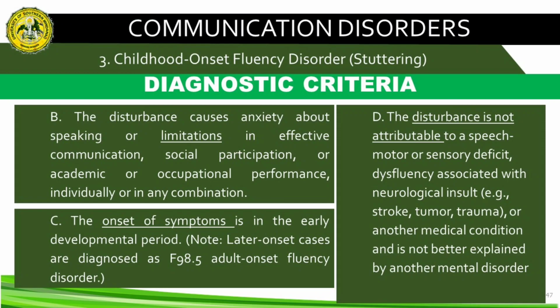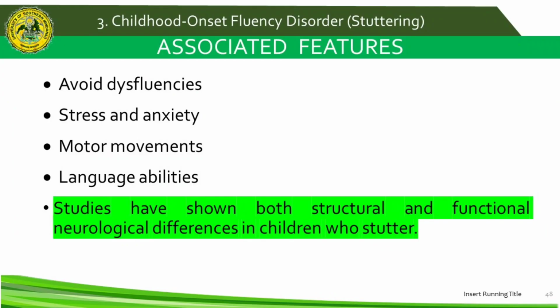For criterion D, the disturbance is not attributable to a speech motor or sensory deficit, or to a neurological insult or another medical condition, and is not better explained by another mental disorder. The associated features include avoidance, stress and anxiety, motor movements, and language abilities. The relationship between fluency disorder and language abilities is unclear.